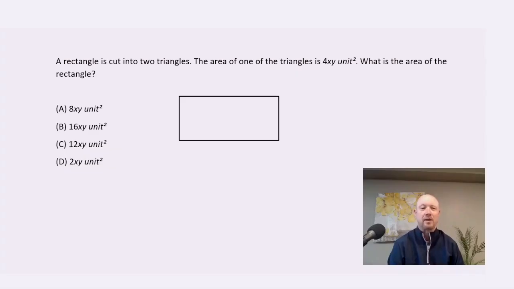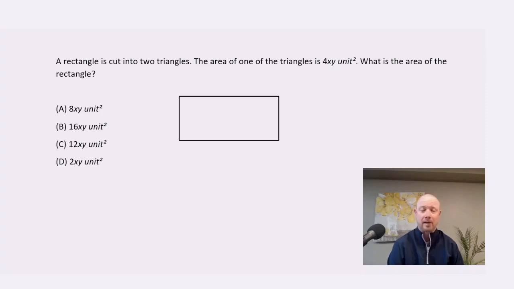A rectangle is cut into two triangles. The area of one of the triangles is 4xy units squared. What is the area of the rectangle? A, 8xy units squared, B, 16xy units squared, C, 12xy units squared, and D, 2xy units squared.